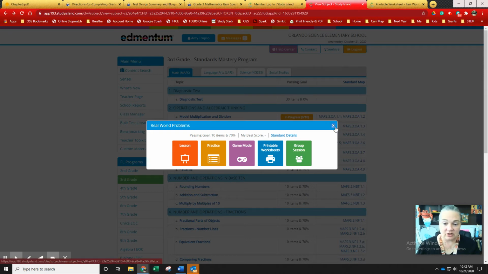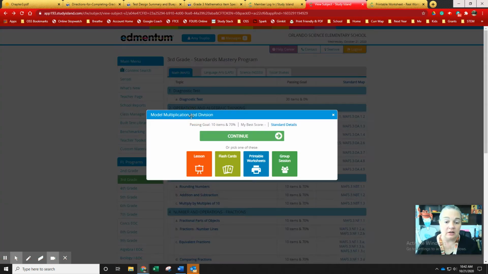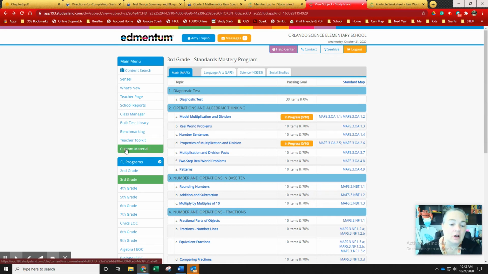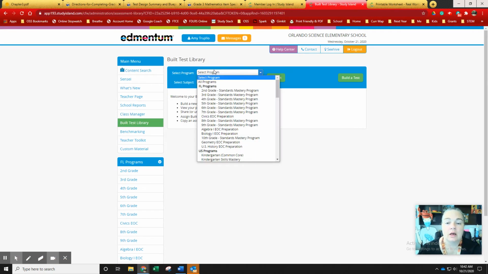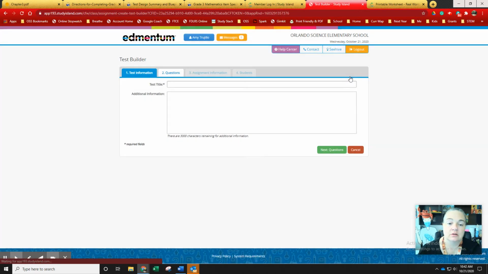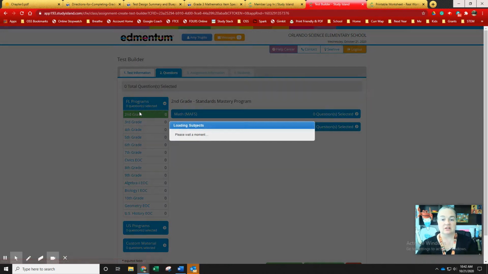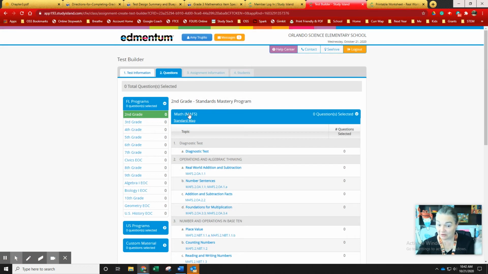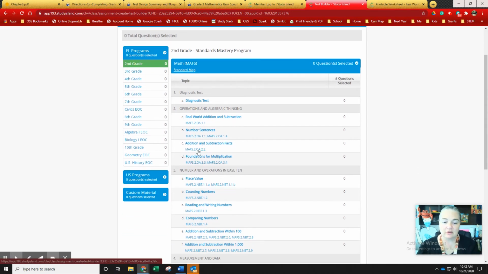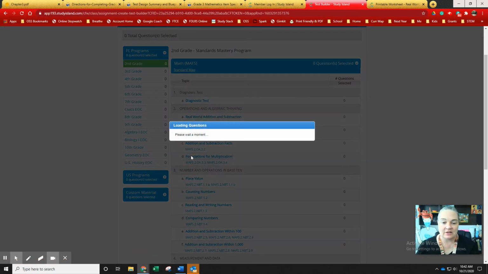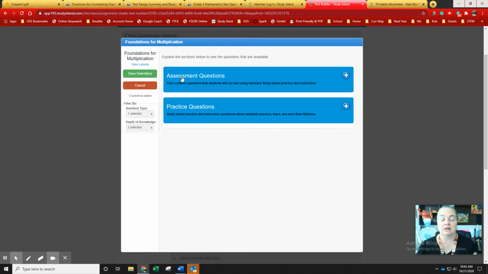The game session, you can actually pull up the lesson. On this one, it has flashcards, a printable worksheet, but you could also do the build test library, and you can create your own test or worksheet, basically, because you want to pick specific questions. Like, you need them to really know some second grade standards, but you don't want them to know that it's second grade. So you're doing some foundation for multiplication. So you're pulling questions from second grade.